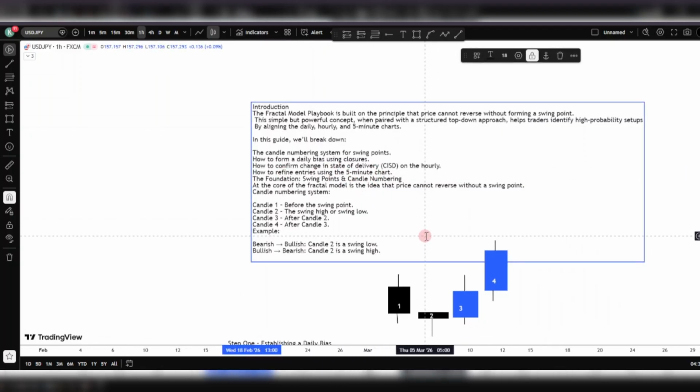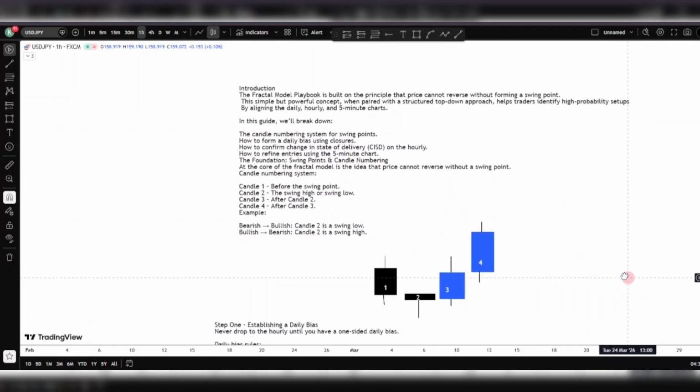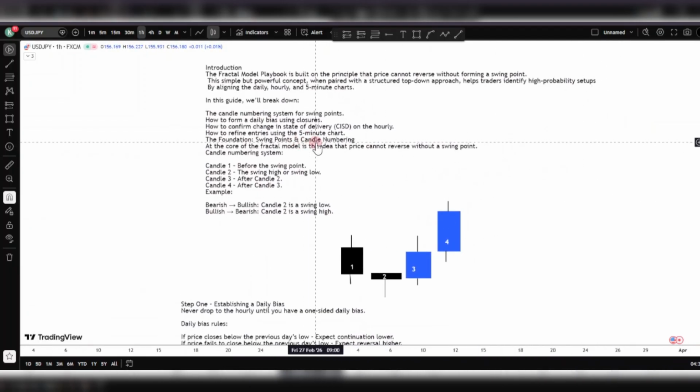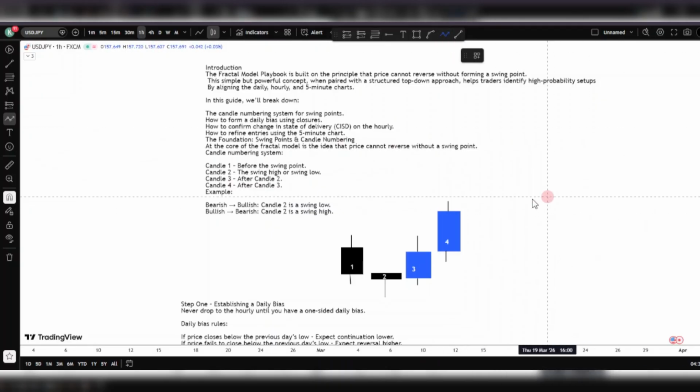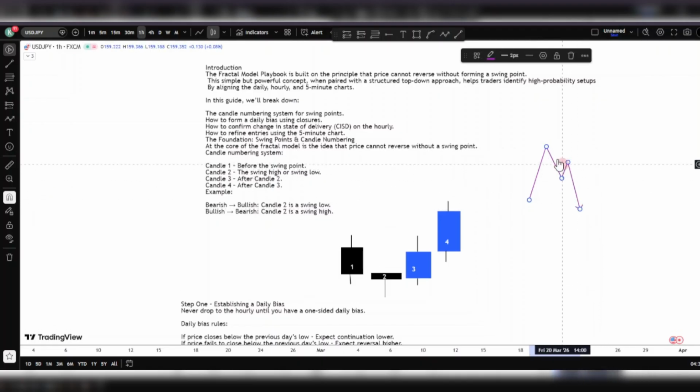The foundation of this model is to identify a swing point and candle numbering. That is where we are using the higher time frame, which is our daily time frame. At the core of the fractal model is the idea that price cannot reverse without forming a swing point. We always want to form a swing point before price reverses. If you are going up, we need to form a swing point before price can reverse, and this becomes our swing point.